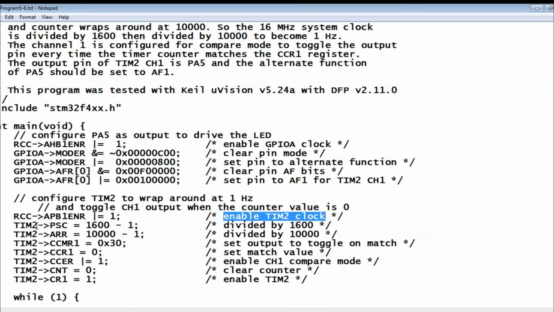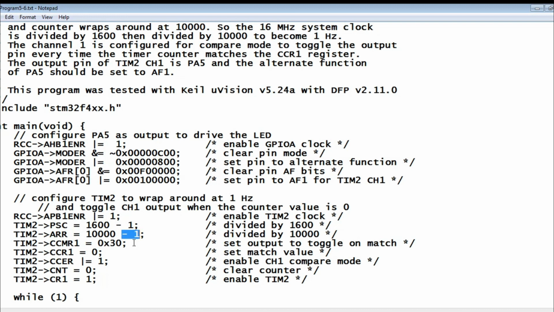Then we have seen in the calculation that if I want to generate a 1 second delay, my PSC, that is the timer 2 prescaler, should be 1599, and my auto reload register value should be 10,000. Since you are counting from 0 to 10,000, you are writing 10,000 minus 1. Because if you give 10,000 directly, you will count from 0 to 10,000, so a total of 10,001 counts will happen. But I need only a total of 10,000, so I am subtracting 1.